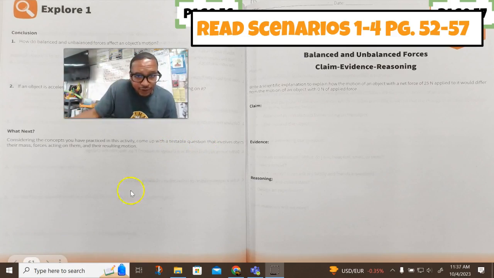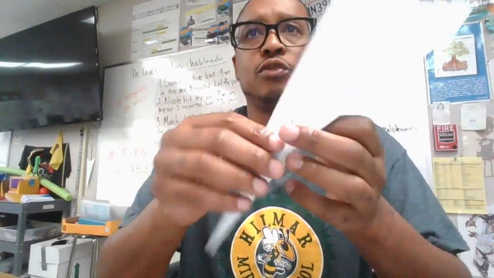So this says, right, a couple of things. It says a testable question that involves mass, forces acting on them, and the resulting motion. So let's talk about this. Someone said, their question was, if two paper airplanes with different masses, if the same force is applied to them, will their motion be different? So this is two different airplanes.